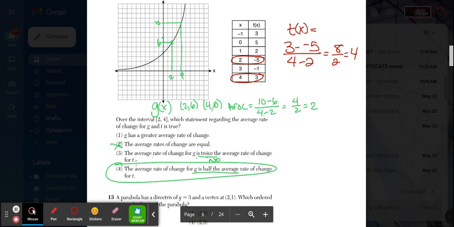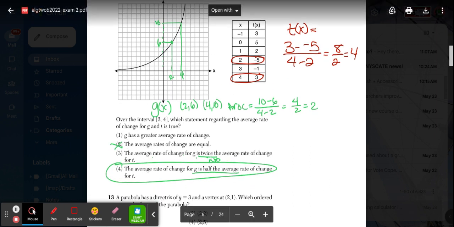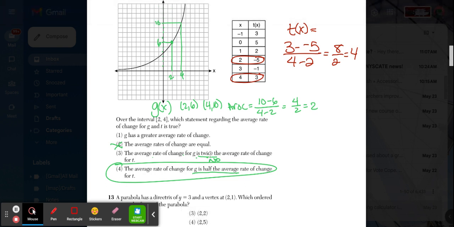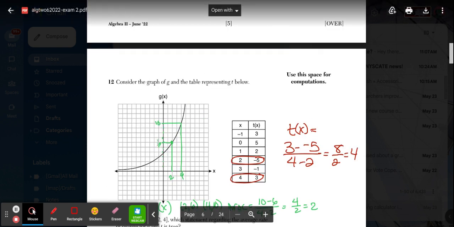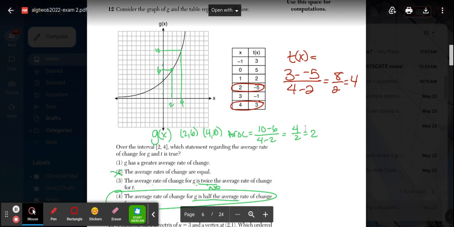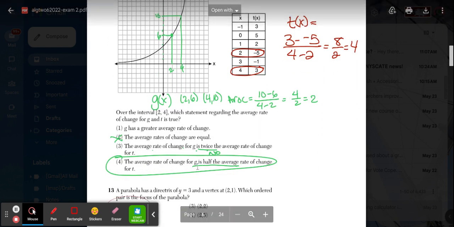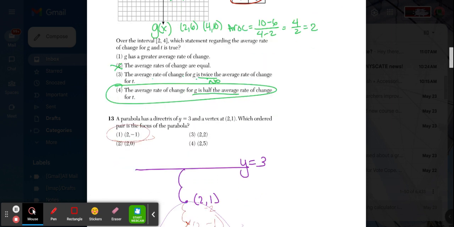And then they start breaking down here a little bit funkier. The average rate of change of G is twice. Okay, so I have to go back and make sure this number, the green one, is twice the red number. Not true. The red number is twice the green number, so that's why it's option number 4. So just be careful when you're reading those type of options.